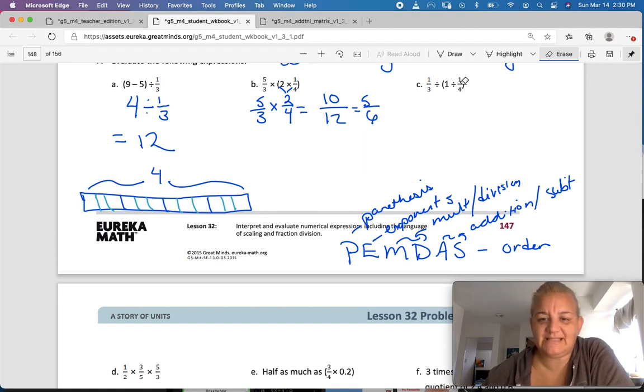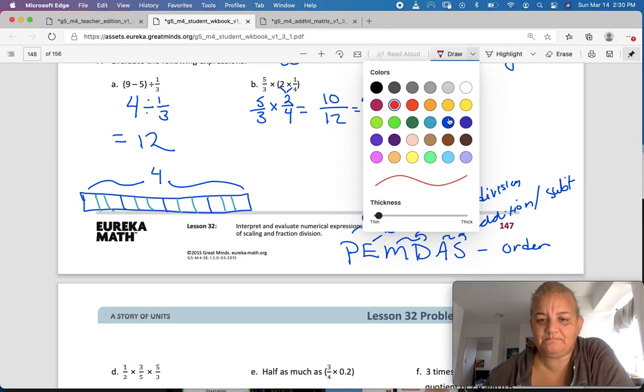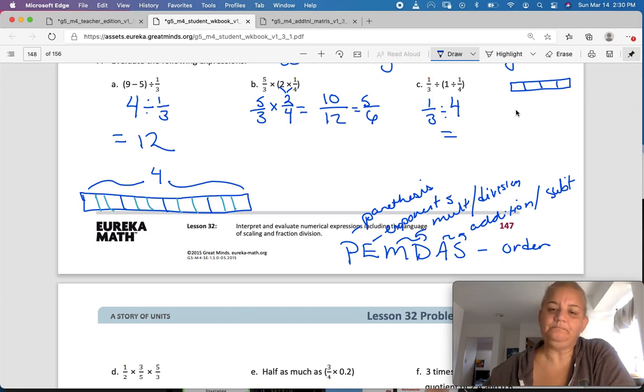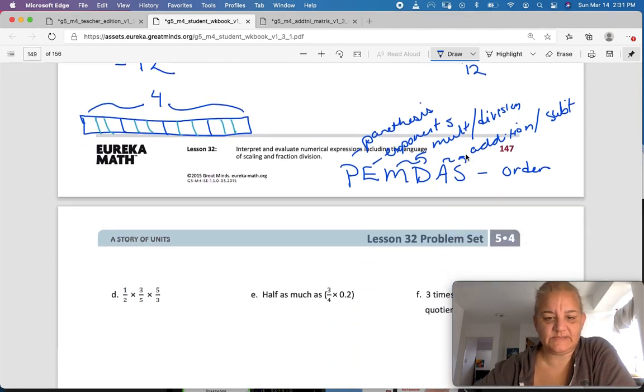Next one, anything inside parentheses first. So 1 divided by 1/4 would be 4. And if you need a tape diagram to see that, there's 1 and I'm dividing it into fourths. 1, 2, 3, 4. So 4 is my answer. And now I have 1/3 divided by 4, which equals 1/12. All right. Next one.